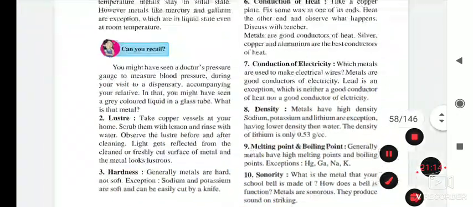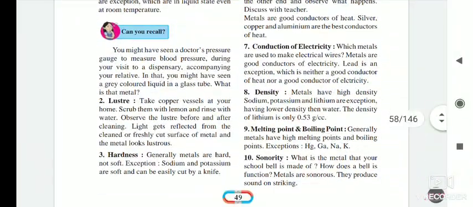Okay, so today we will stop here only. All of you note down these properties of metals in your notebook.